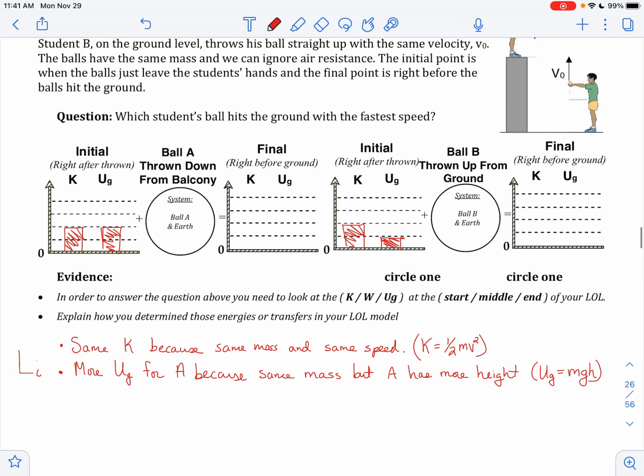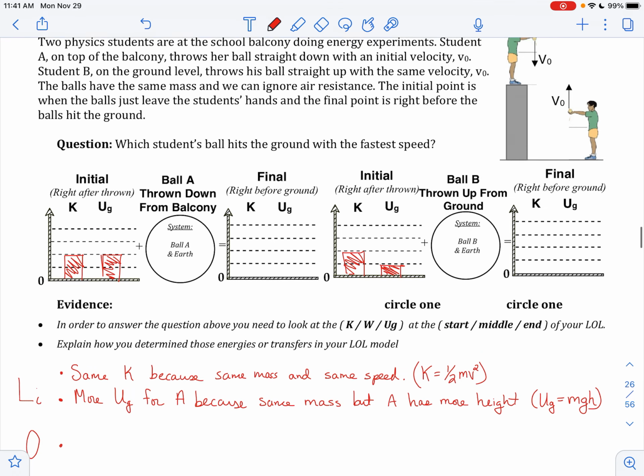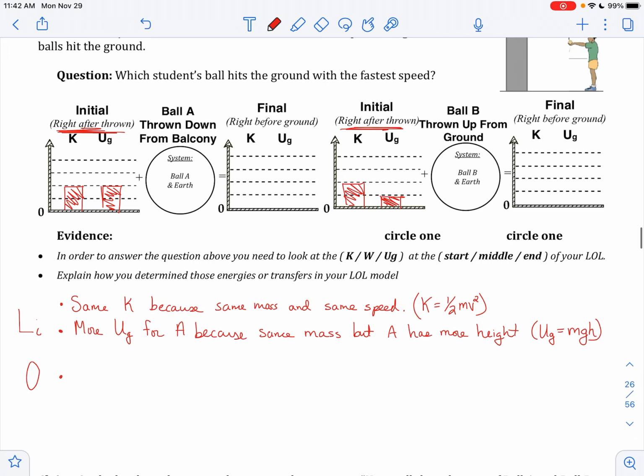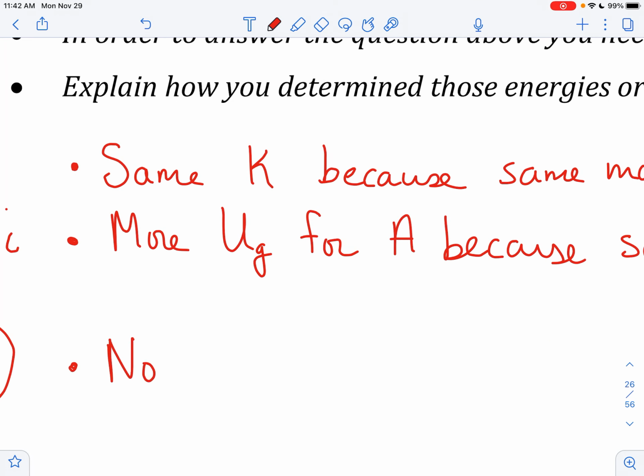The next one is looking at the O, the energy transfer. And on here, there's no energy transfer in or out. There's no work done because we don't have any outside forces. We don't have anyone pushing or pulling or friction. Now, you may say, whoa, hold on. They threw the ball. But remember, our initial is right after the throw. And so that push force on the ball by the hand happened after the throw. So that's not in the time period we're looking at. So we'd say no energy transfer.